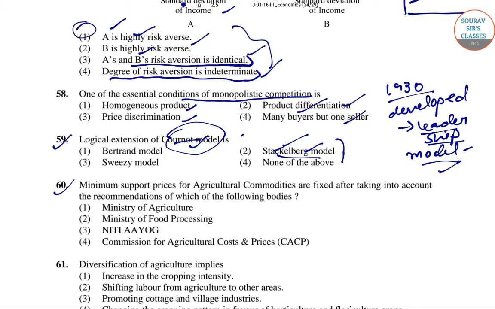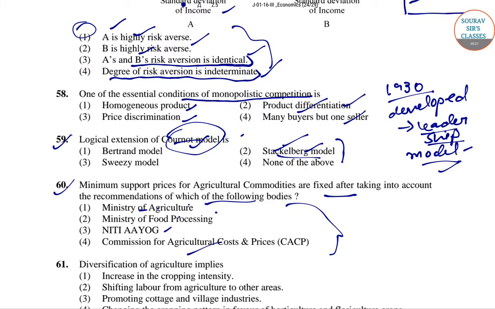In question number 60 it is given: the minimum support prices for agricultural commodities are fixed after taking into account the recommendation of which of the following bodies. Four options are given: Ministry of Agriculture, Ministry of Food Processing, NITI Aayog and Commission for Agricultural Costs.